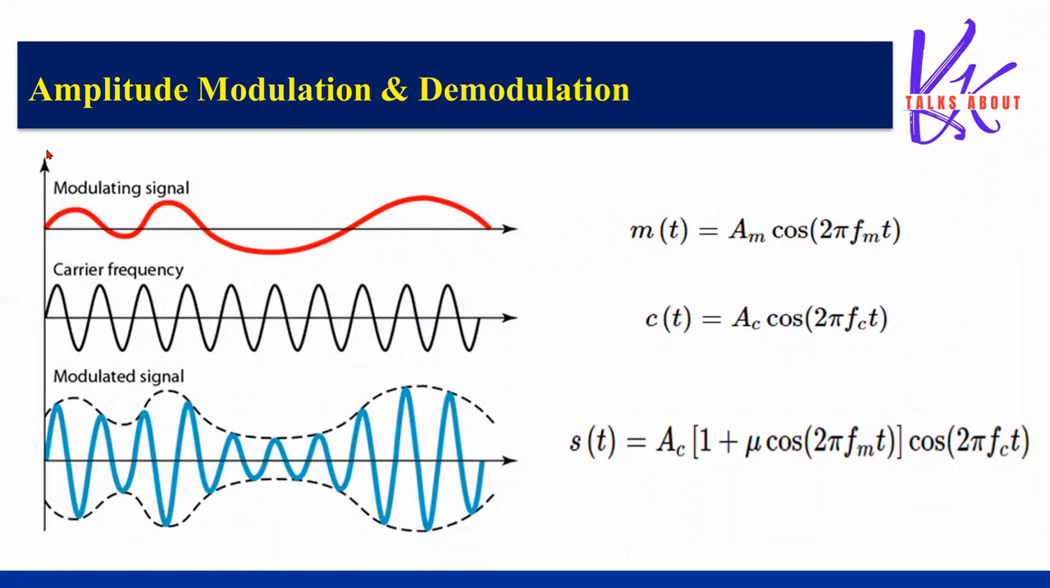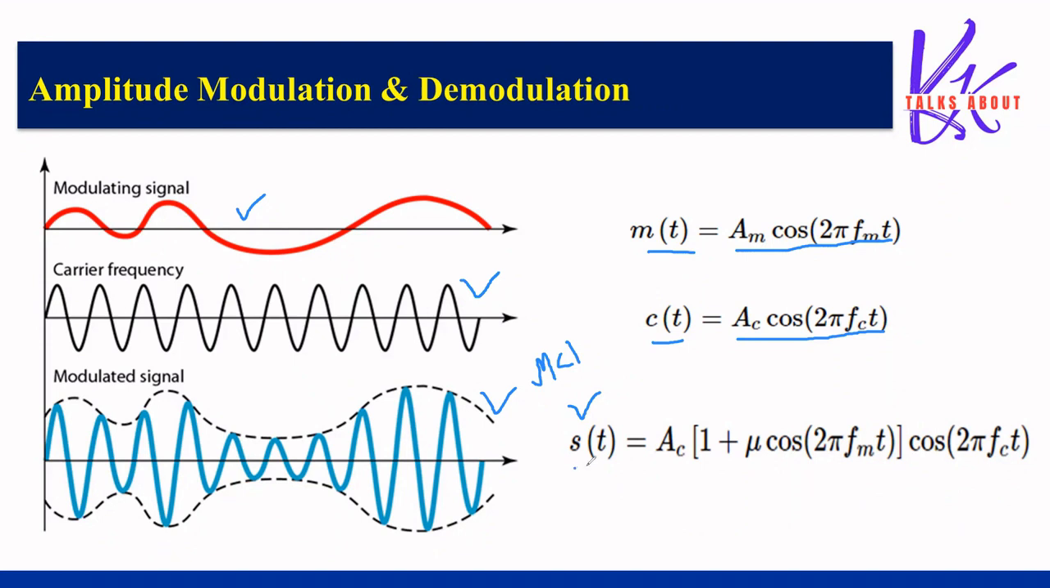If you look here, the message signal, which is a low frequency signal, is defined by m of t equals Am cos 2 pi fmt, and your carrier signal is a high frequency signal defined by c of t equals Ac cos 2 pi fct. So when we modulate using amplitude modulation, then the modulated wave looks like this, where mu is less than 1. That is, the modulation index is less than 1. Then the output waveforms look like this.